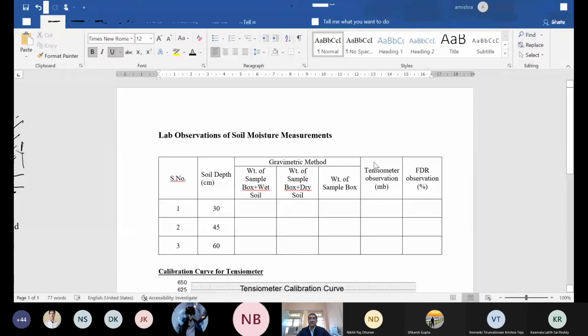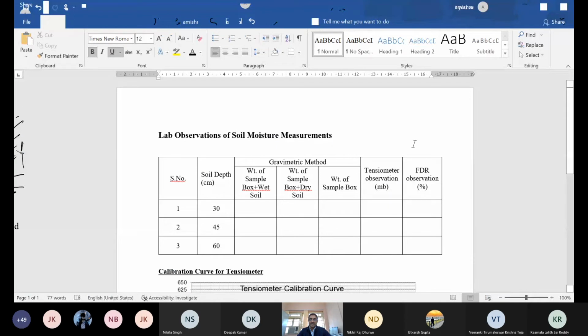Just see, there is one Word file, Experiment 4, lab observations, soil moisture. You will see there are columns I have put there. So weight of sample box plus wet soil, just like the gravimetric method, weight of sample box plus dry soil. Let me show you, just one minute, please. This is the observation table I put there.